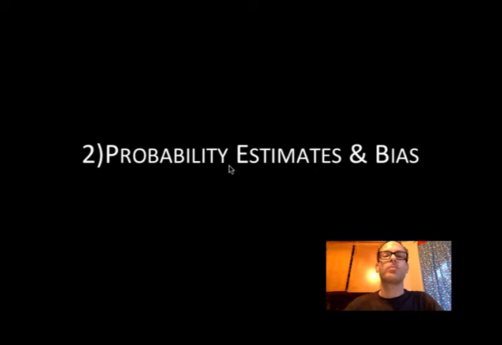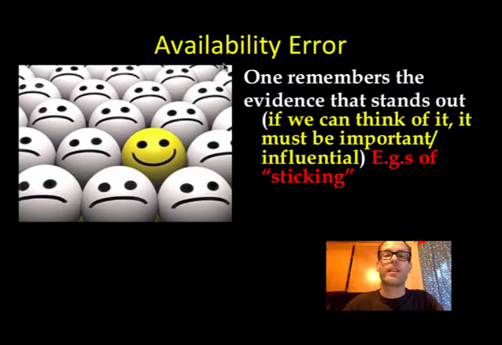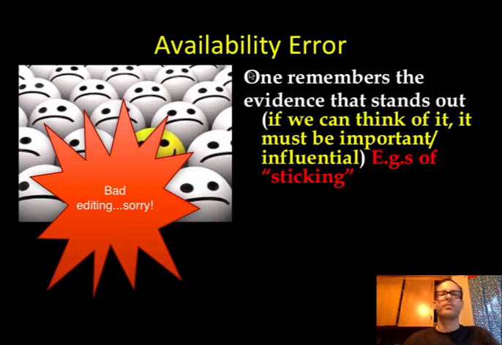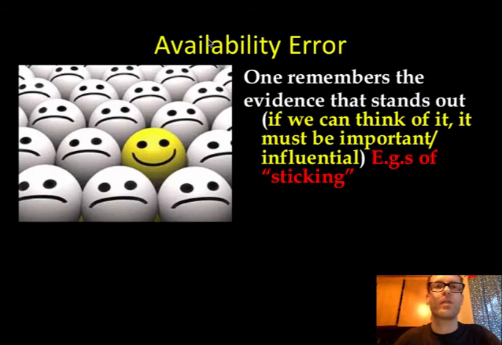Okay, next up, probability estimates and bias. If I had to boil this section down, I'd say we're not so good at determining probabilities. Let me give you an example. One thing that we do commonly is the availability error. What happens is we tend to remember evidence that sticks out. And when we do, our mind has a little shortcut and says, well, if we can think of it, then it must be important or influential. So one way that we misjudge probabilities has to do with the availability error. And the idea is that someone remembers evidence that sticks out.